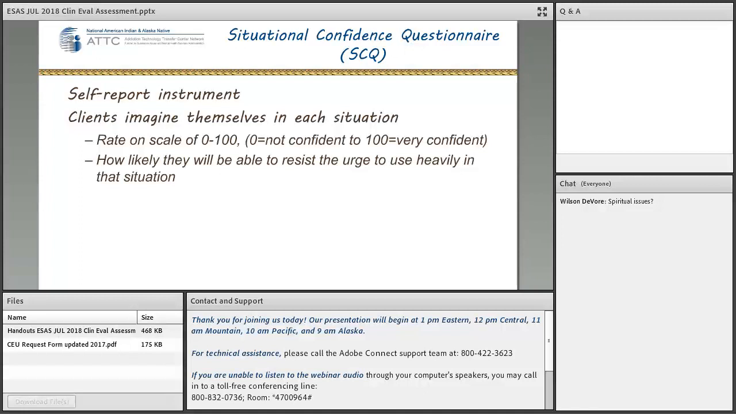So, self-report instruments. The client imagines themselves in each situation and rates on a scale of 0 to 100, 0 is not confident, to 100 is very confident. How likely will they be able to resist the urges to use heavily in that situation? A lot of times, if this is the case, we definitely need to prepare the client beforehand to help them through that process so they don't have to think about it on the spot, like I was saying before. Also build in coping mechanisms. If they're not very confident that they can control themselves, they probably aren't ready for that, and they need to back away from those kinds of situations or areas that might be leading to that.